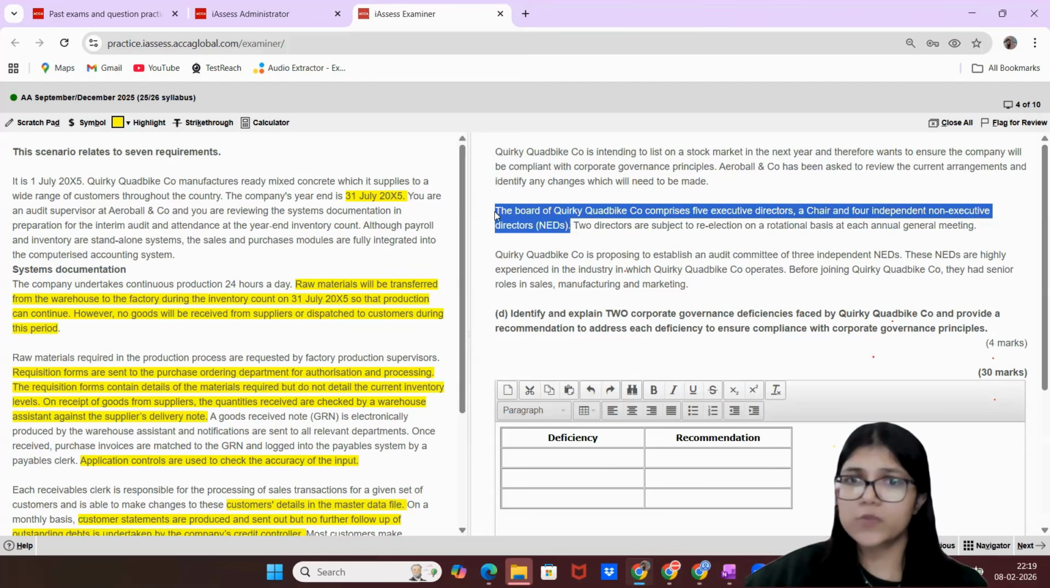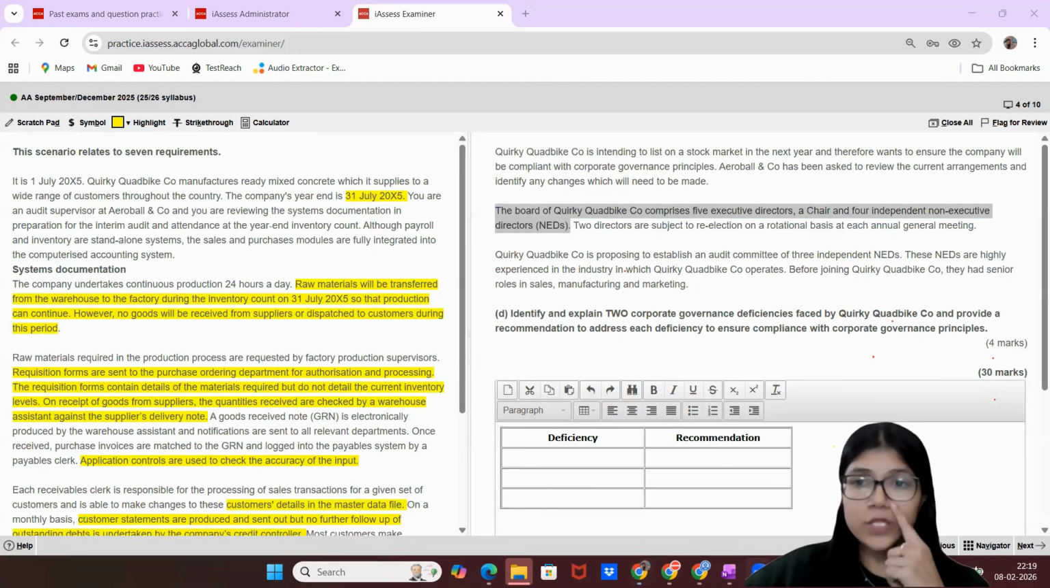Okay, are we okay with this one? This composition is okay? Or is there any issue? No, there should be an equal number of NEDs and executive directors. But the chair is there. Yeah, but still, I think there should be an equal number of NEDs and EDs, and the chairman should not be in this. Sorry. It's okay.